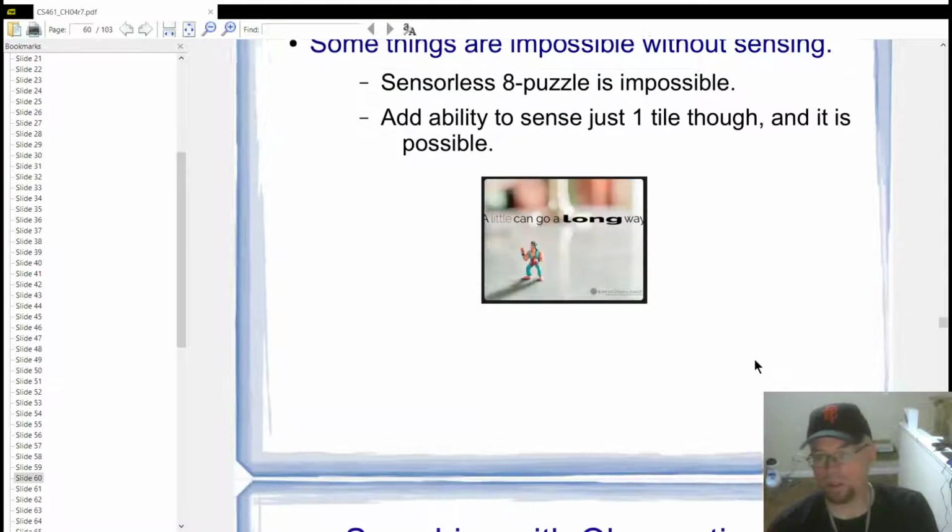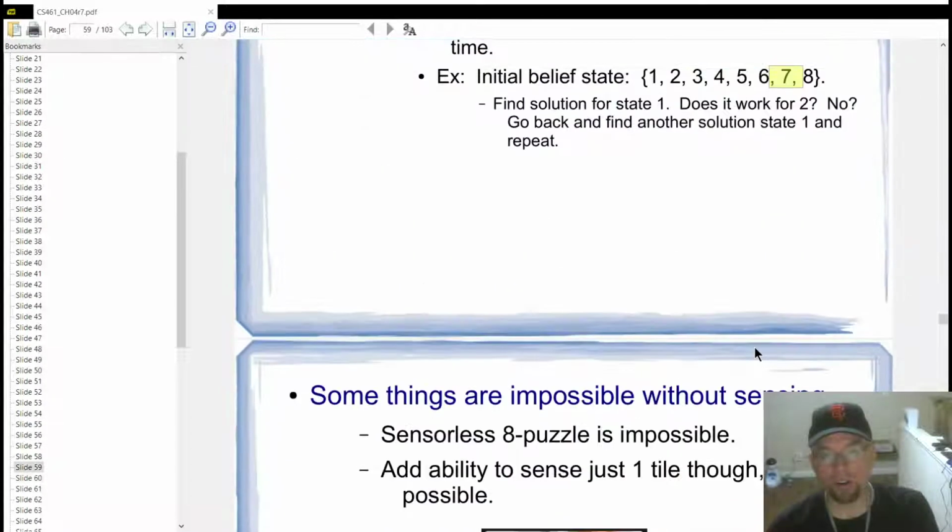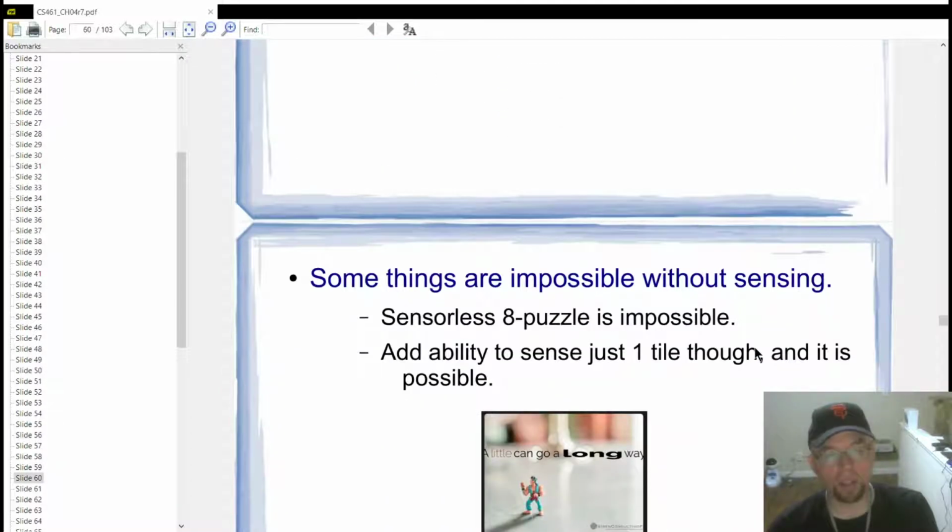Now, there are some things that are impossible without sensing. It sounds good, but it's not always possible. A sensorless 8 puzzle problem, for example, is impossible. But if you let the agent sense just one tile, what number is in one tile, you can kind of brute force it and it becomes possible. It's not very efficient, but it's possible.